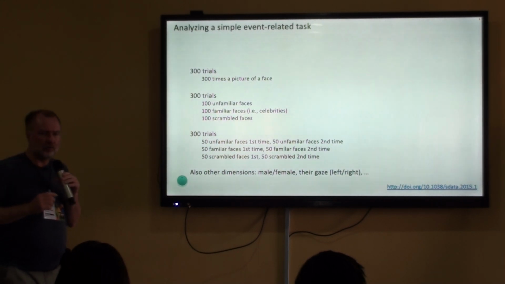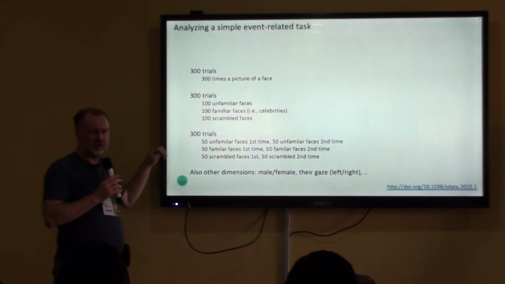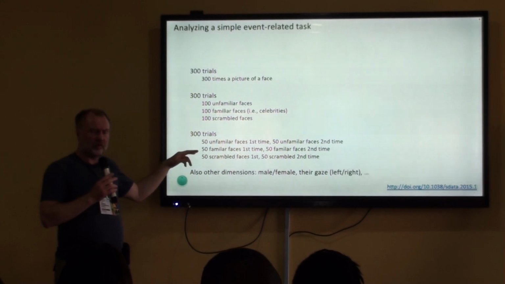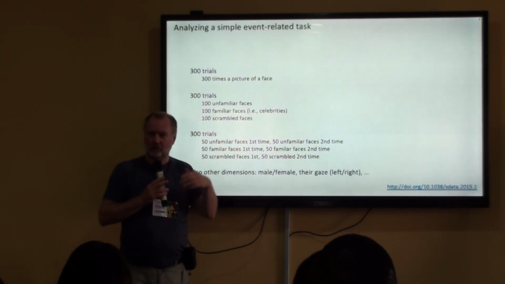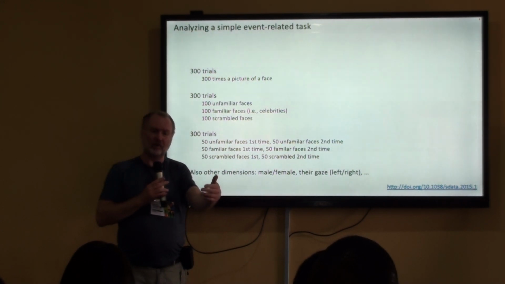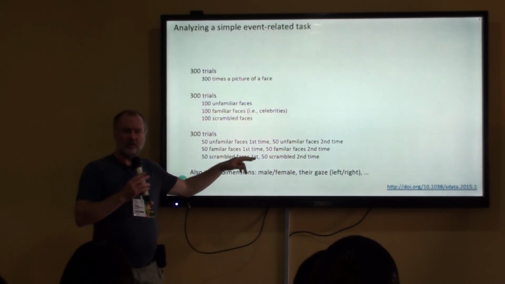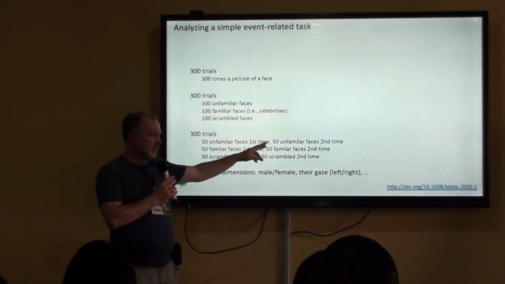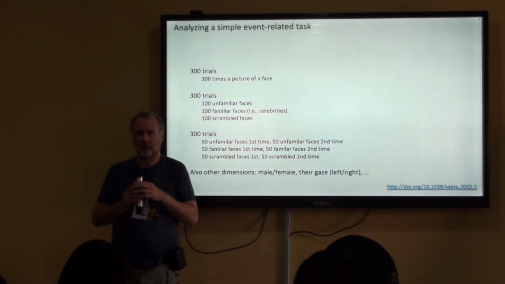And there's actually more detail to this study, and this is often how we design studies, because these 300 trials used 50 unfamiliar faces. These faces were presented for a first time, and also presented for a second time. Of course, the second time that you see an unfamiliar face, it's slightly familiar, because you've just seen it before. Whereas the familiar faces, if you see them for the first time and for the second time, they're still famous, you've seen them before. So there's an interaction between these two, and also the scrambled faces were shown twice.